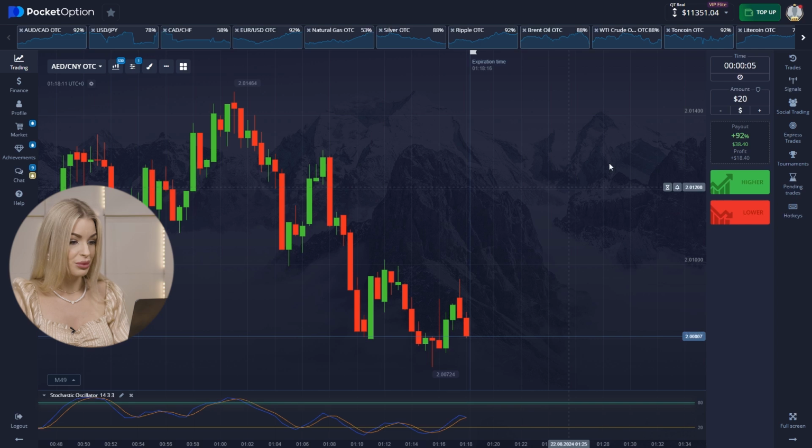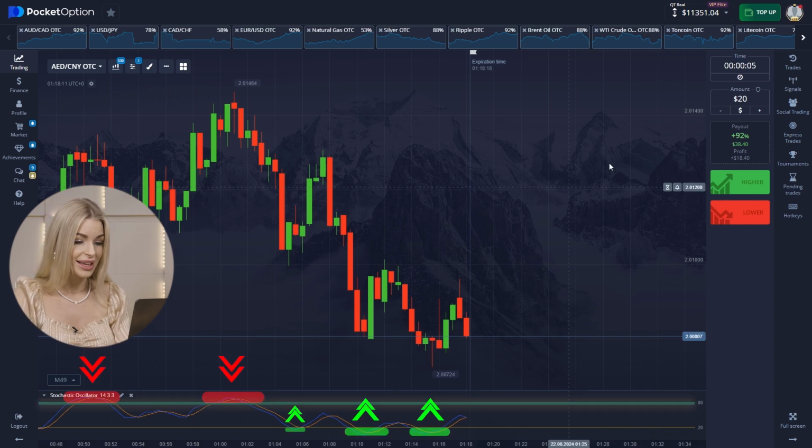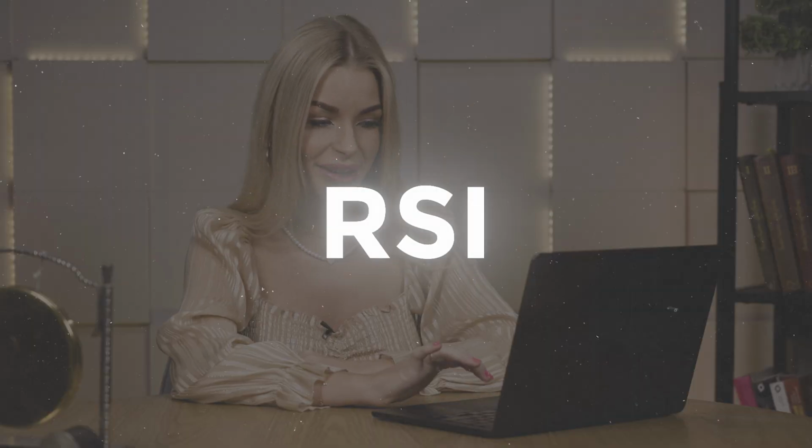In combination with the Keltner channel, it provides very accurate forecasts for price reversals. If the price breaks through the channel with a stochastic indicator above 80, it is a signal to go down, and vice versa. RSI, it determines the strength of the trend and the probability of its reversal.